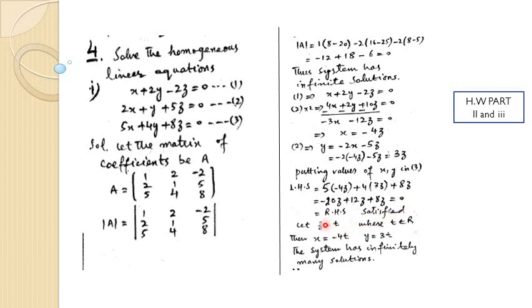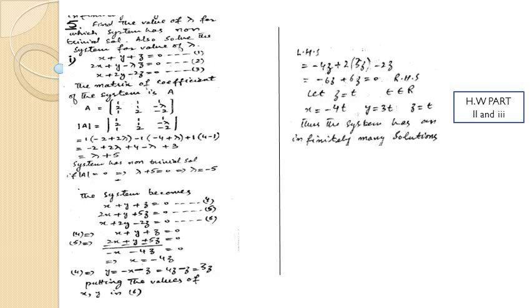So let z be equal to t, because I made z the subject. So z is equal to what? t, okay. Because z does not have a value of its own, I took z as t. So x becomes minus 4t, and y becomes 3t. So the system has infinitely many solutions, and this is the answer. Part 2 and part 3 you can do at home, and if you have any query you can ask.